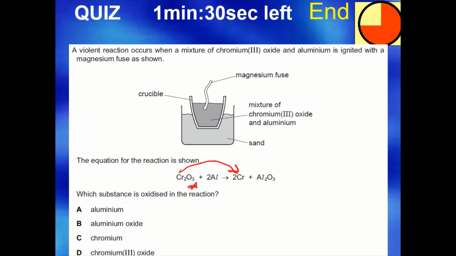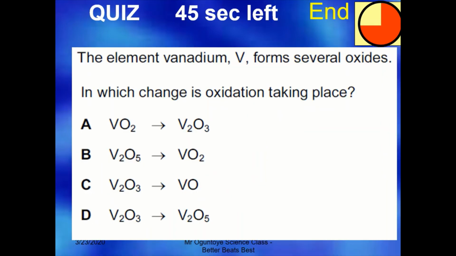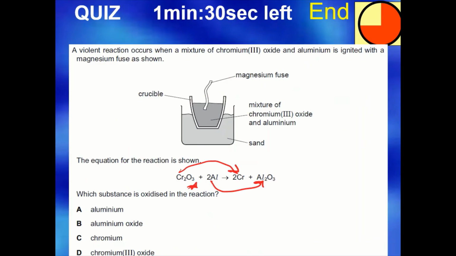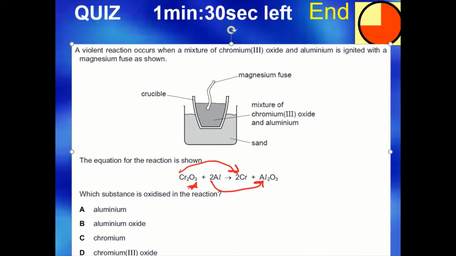That is basically reduction. But in this case, aluminium is changed to aluminium oxide. Okay, so that means oxygen has been added to it. So the last question, basically in this case here, which substance is oxidized? Aluminium is oxidized. So the answer to that is A.